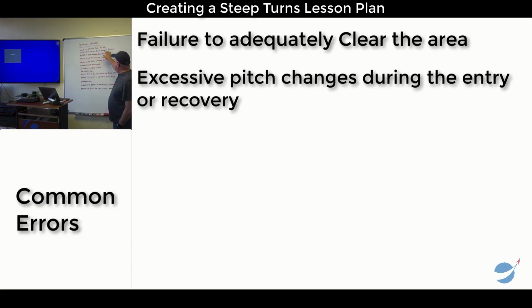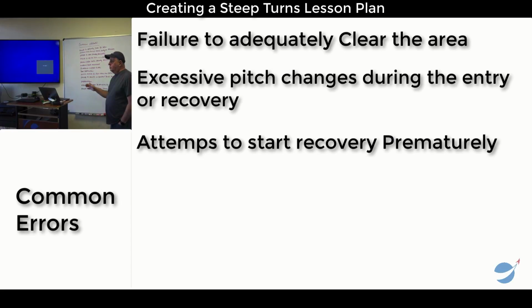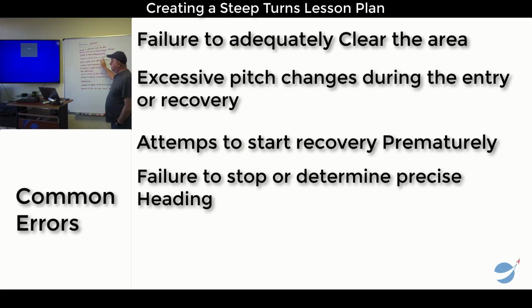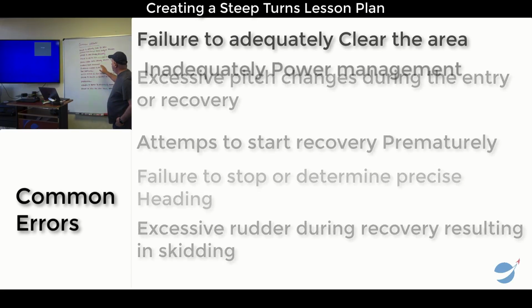Excessive pitch changes during the entry or recovery because the sight picture is changing a lot. Attempts to start recovery prematurely, meaning that we're going to roll out before the heading is anywhere near. Failure to stop the turn on a precise heading, sort of similar to that, is that we're going past it now probably. Not able to maintain the heading because we're not leading the rollout. Excessive rudder during recovery resulting in skidding, so that usually happens when you start the rollout and then the student maybe sees the heading is going by, they press on the pedal opposite to sort of steer the airplane's nose back to where it belongs.